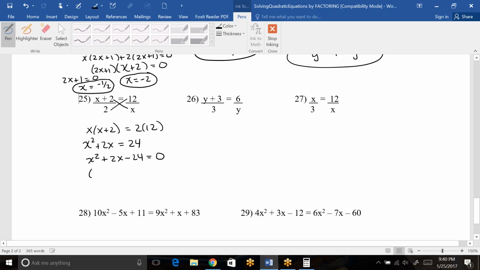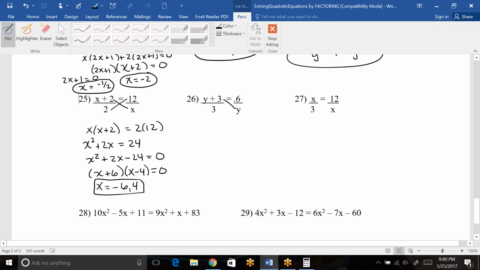Factors of 24 that are different signs and 2 apart would be 6 and 4. If you need to make your list of your factors, do that. Positive 6 times -4 is -24. Positive 6 plus -4 is positive 2. So my solutions here are -6 and 4.